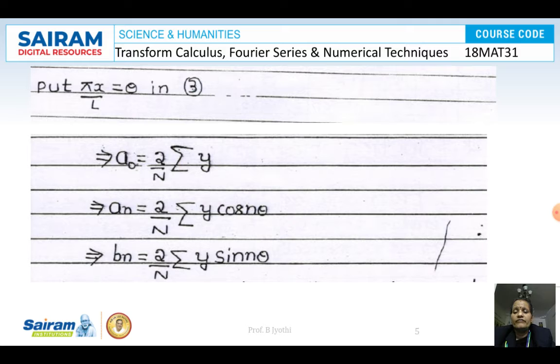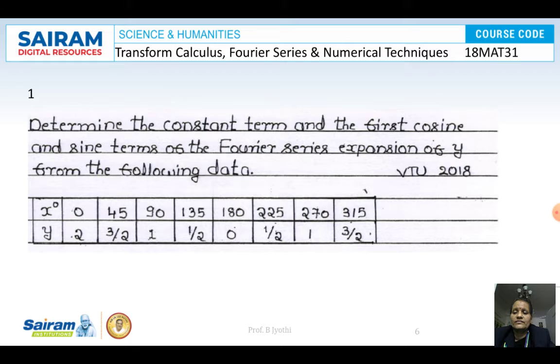And we have to convert them in terms of theta by putting pi x by l equals theta in equation 3. Then we get a naught is 2 by n into sigma y, an is given by 2 by n into sigma y cos n theta, and bn is given by 2 by n sigma y sin n theta. Now let's see the problem.